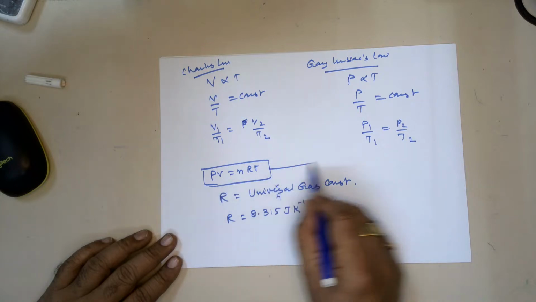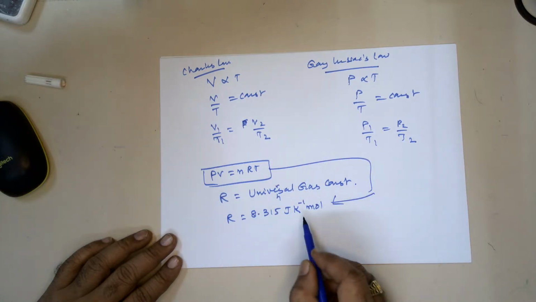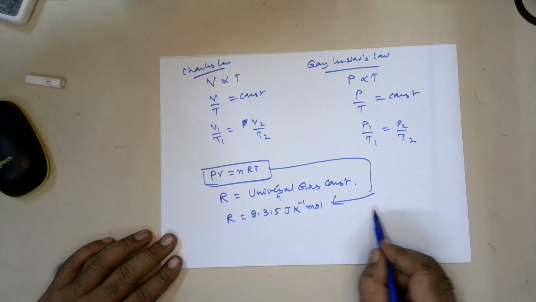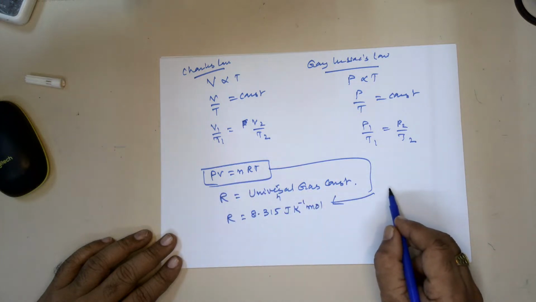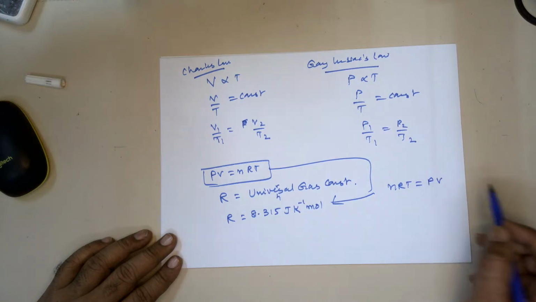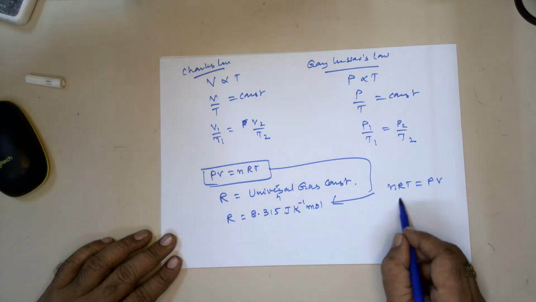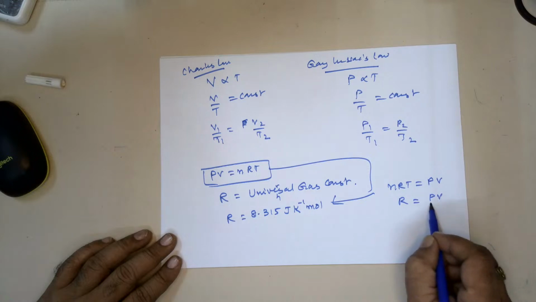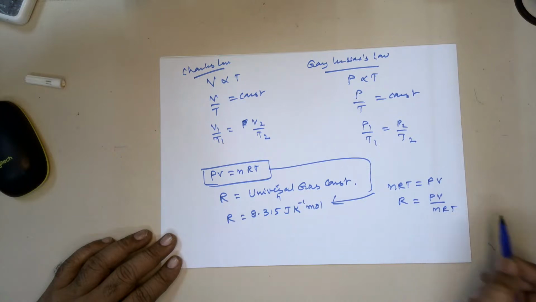In fact, we can derive this value by rearranging this equation. We know already PV is equal to nRT. Therefore, let us rewrite it like this: nRT is equal to PV, so R is equal to PV by nT.